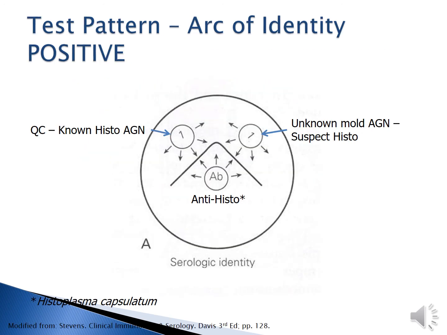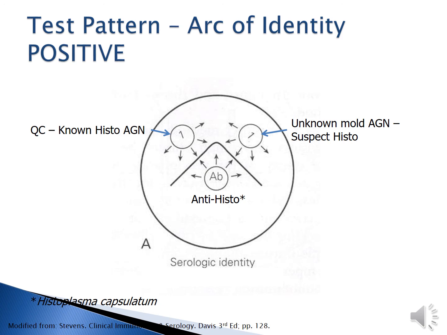So the arc of identity. So this is another example of Ouchterlony double diffusion. Instead of 6 wells, we have 2 wells. Okay, so don't let that throw you off. So we have our known antibody. In this case, we are testing for Histoplasma capsulatum. So we have our anti-histo antibody in the center well. We have our QC, which is our known histoantigen. Okay, and then we have our patient sample, our unknown mold antigen.